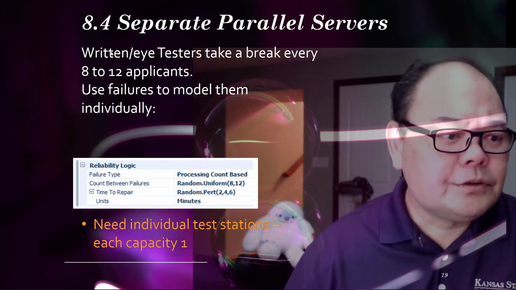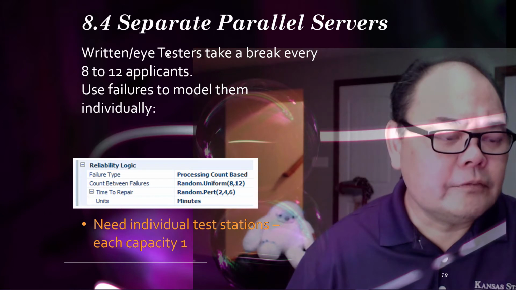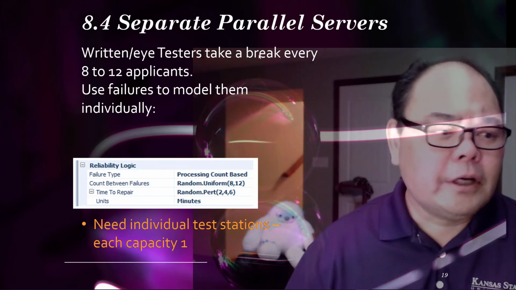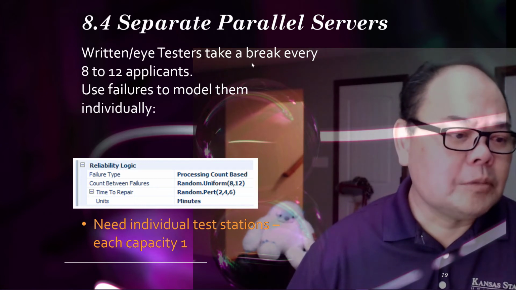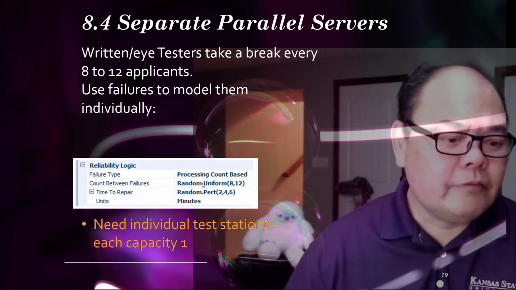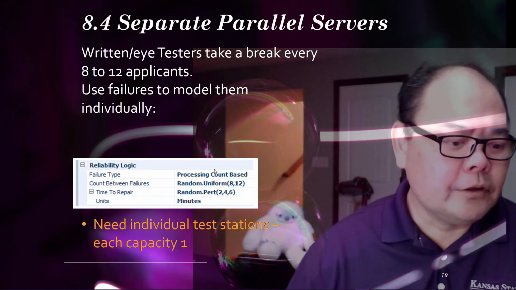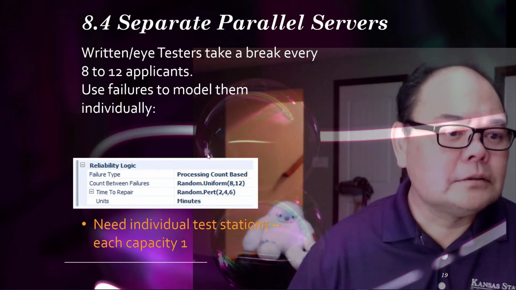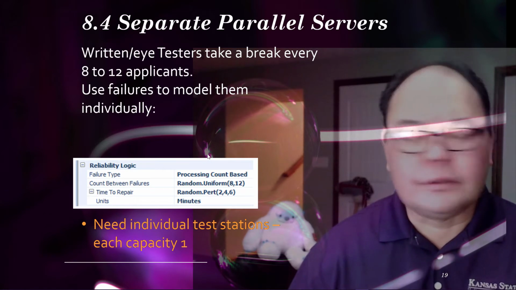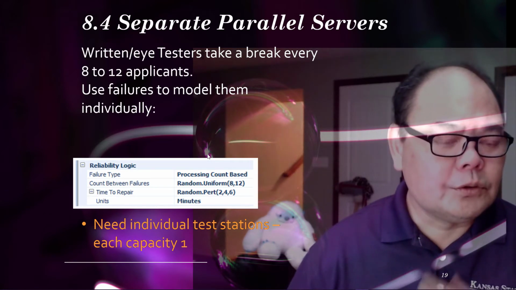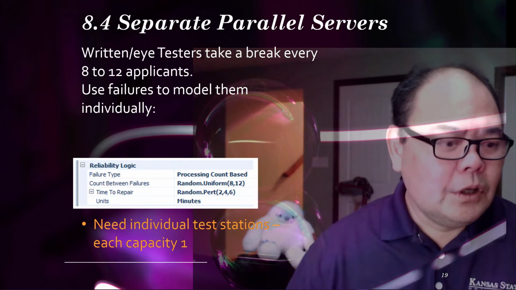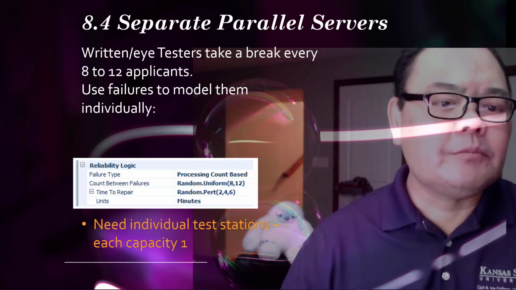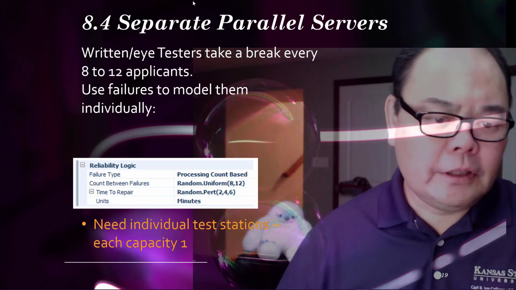Also, for the written and vision testers, they take a break every 8 to 12 applicants, so they have their specialized failure model. This type of failure is not for the entire test center. It's just for the individual who runs the test center. So for that purpose, we need to use 3 separate parallel servers.